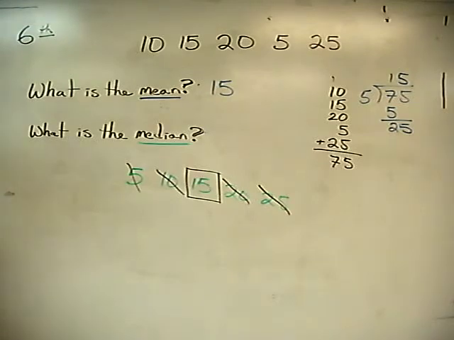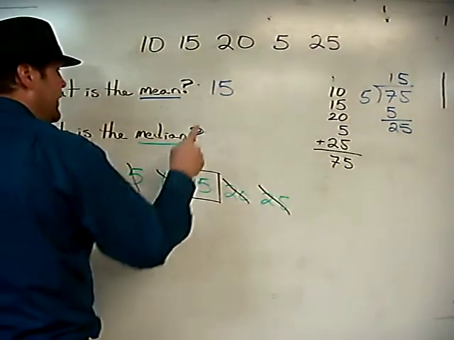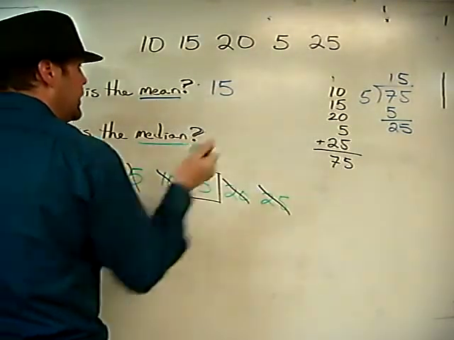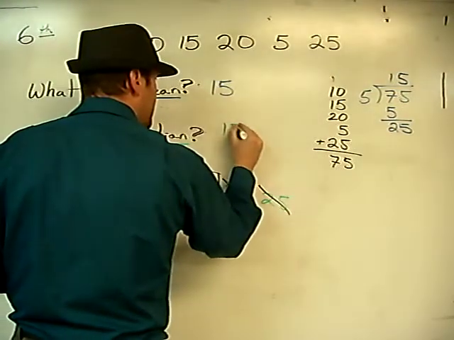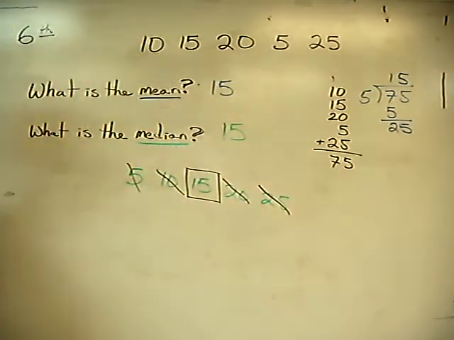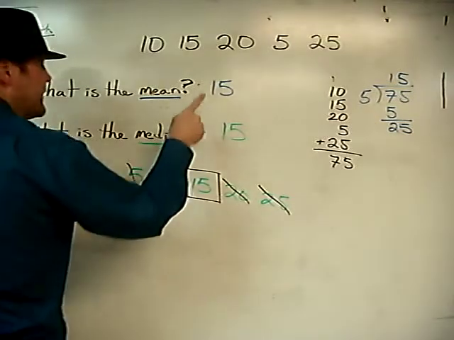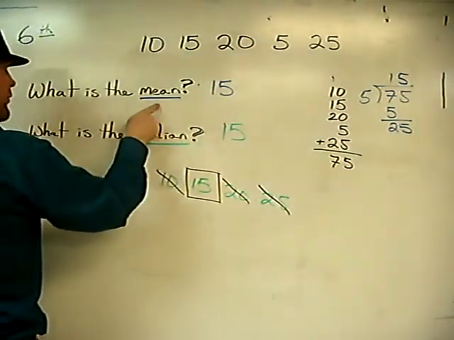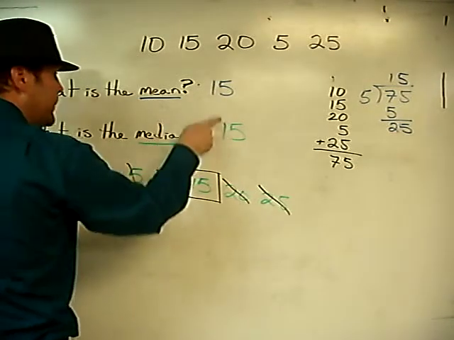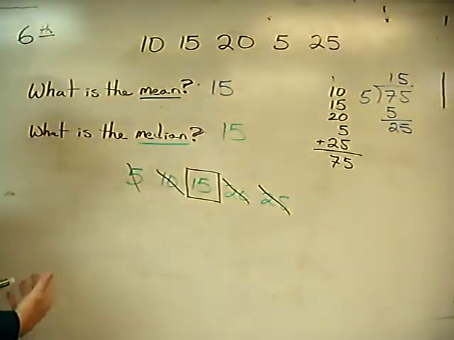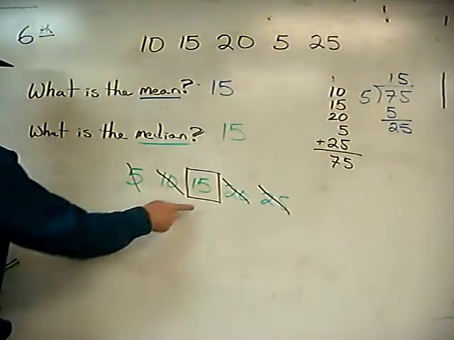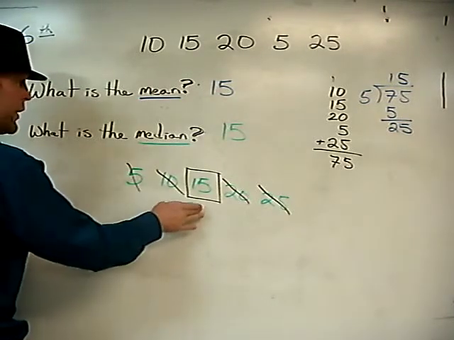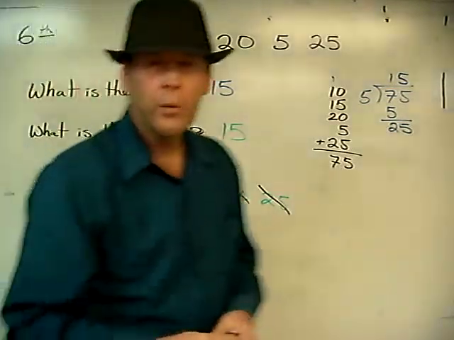It's not always the case that the mean and the median are the same. Let me say that again. It's not always the case that we're going to get the same number for both the mean and the median. Sometimes these numbers are different. In this case, they were the same. We found them with very different methods, but it turned out that the numbers were the same.